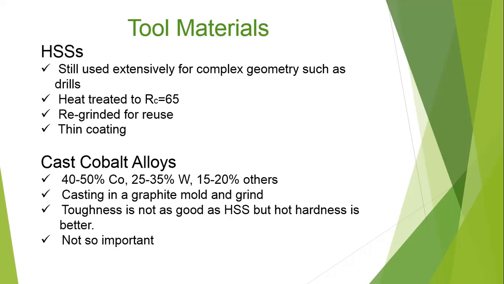High speed steel is used extensively for complex geometry tools such as drills, after heat treatment. Rockwell C hardness is a constant value of 65. High speed steel cutting tools can be worn, and then they can be regrinded for reuse. There is also a thin coating on the cutting tool surface.